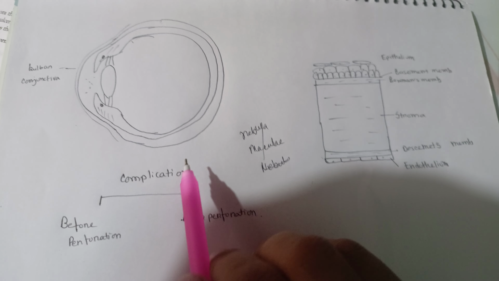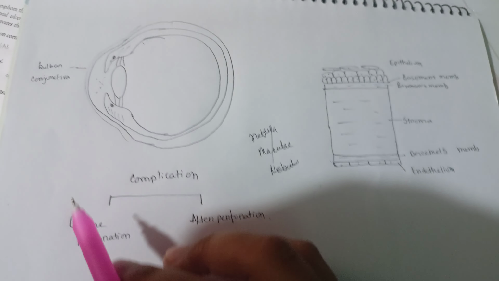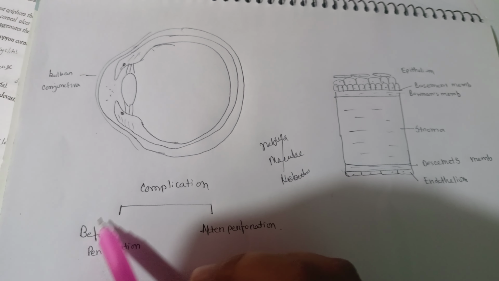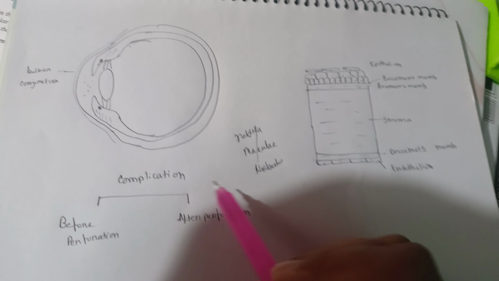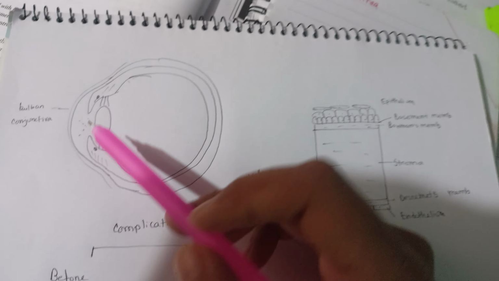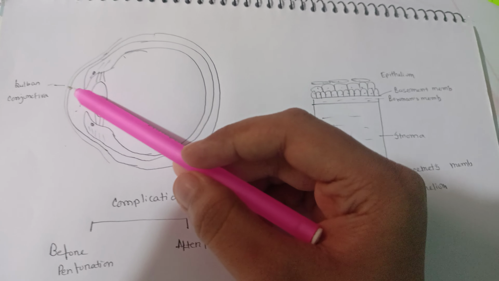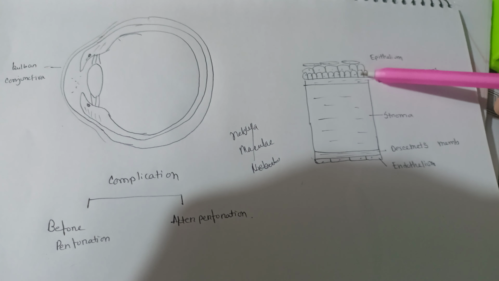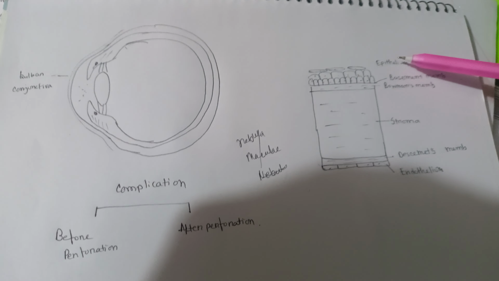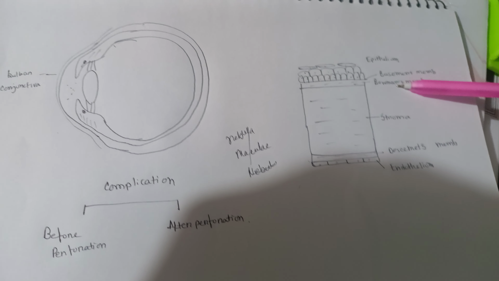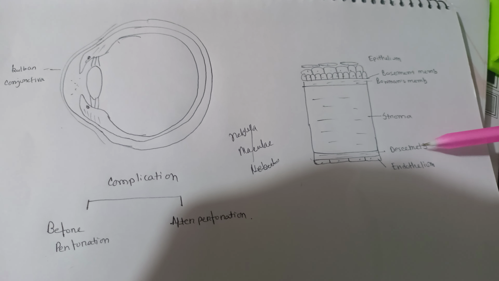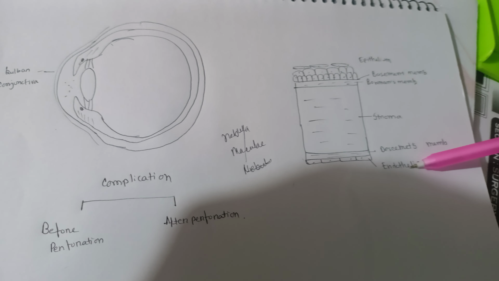Corneal ulcers are more prone to perforation, but before the perforation, if we can heal it, it won't go to the stage of perforation. So let's start. Initially, when the corneal ulcer happens, this is the cornea and these are the layers of the cornea: epithelium, basement membrane, Bowman's layer, stroma, Descemet's membrane, and then endothelium.